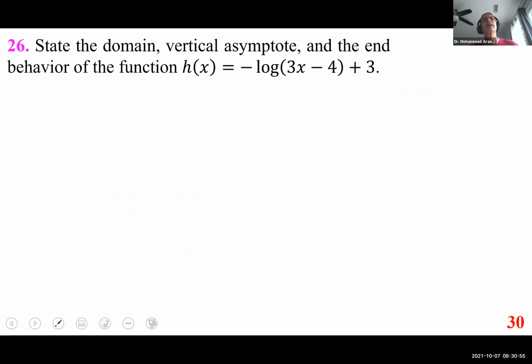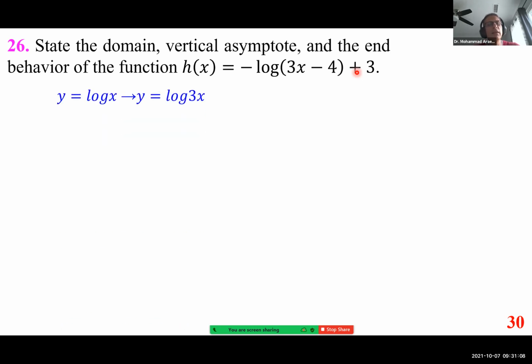Here's the next question. We want to look at transformation, starting with a basic function log x. This is negative log of 3x minus 4, plus 3. So we are going to look at log x first and see what happens.